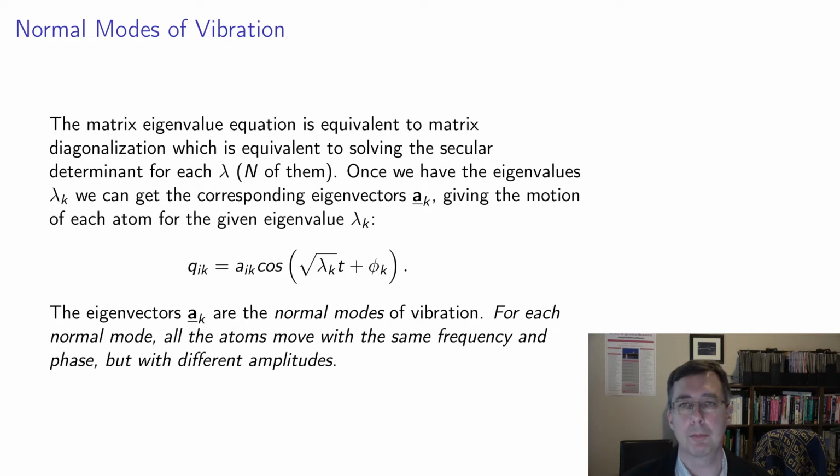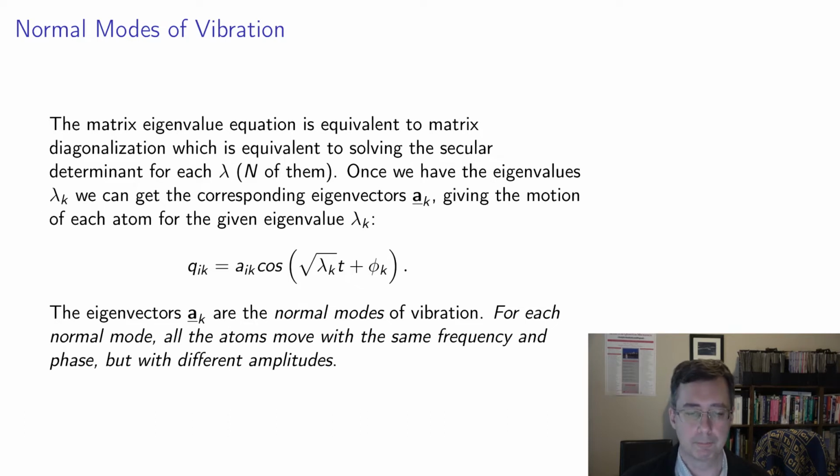Cosine is always going to give me a value between -1 and 1, so it could move either positive or negative a_ik. And how far does it move? Well, it depends on the amplitude a_ik as well as what time you're at, because I've got a harmonic motion. It's moving back and forth between minus a_ik and positive a_ik in the x, y, or z direction for that atom. And then I just plug in the time, multiply it by the square root of lambda_k, add the phase factor, compute the cosine, and then multiply it by that a_ik.